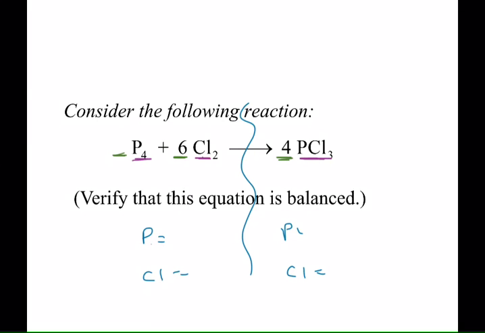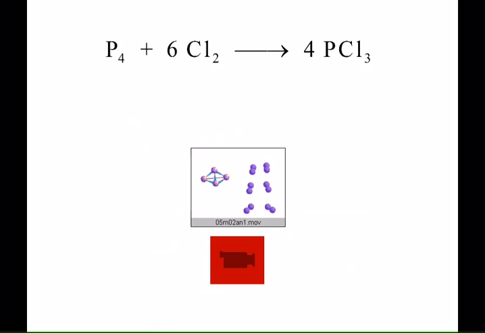So I get what? 4 phosphoruses here. How many Cl's do I have here? I'm liking 6 times 2 or 12. How many P's do I have here? I'm liking 4. How many Cl's do I have here? 4 times 3, I'm liking 12. So yeah, it's balanced. So let's go ahead and work a couple of stoichiometric calculations with this balanced equation.